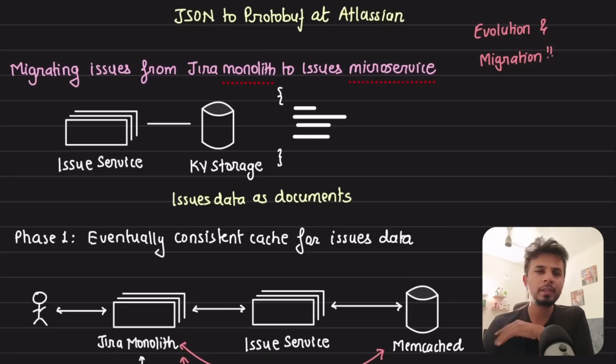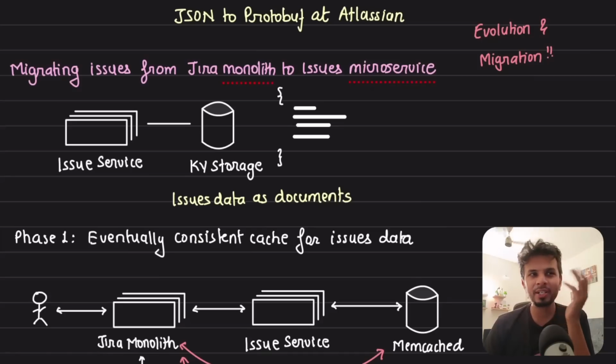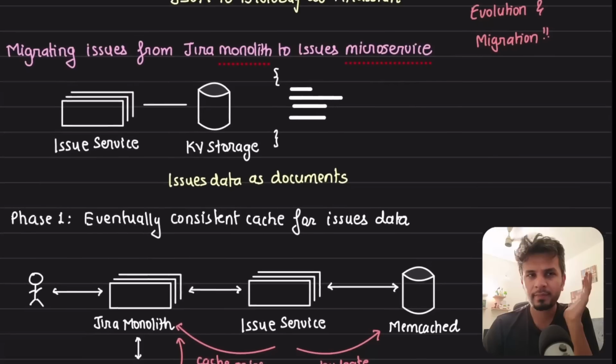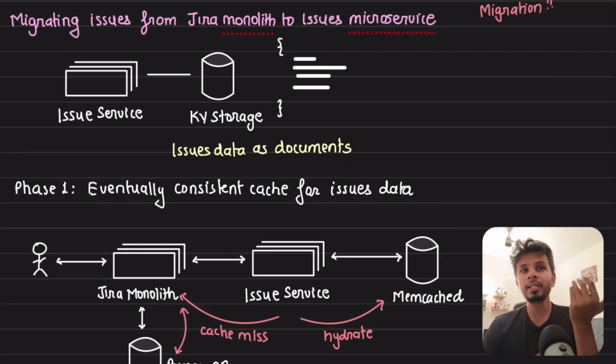Okay, so what's the context? The context is simple. Jira, the most popular tool out there, has issues, like literal issues. And they wanted to migrate issues from the Jira monolith to an issues microservice. The issues microservice had a database which was a simple key-value store, because given an issue, give me the details is the most common way to do it. And they stored an issue as a document. Consider it like a JSON document.